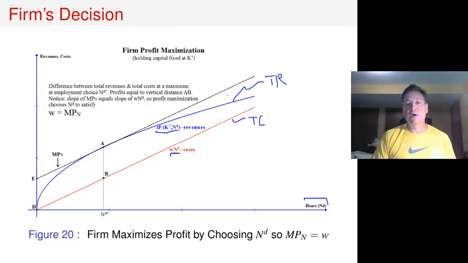So where is this maximized? Well, it's going to be maximized at a point like this. So we're looking for the level of hours that maximizes the difference between total revenue and total cost. And it's pretty straightforward to show that that maximum will occur where marginal revenue equals marginal cost. Now, what is marginal revenue?